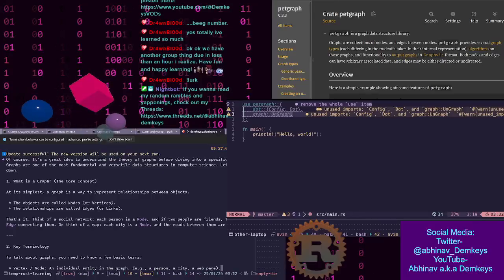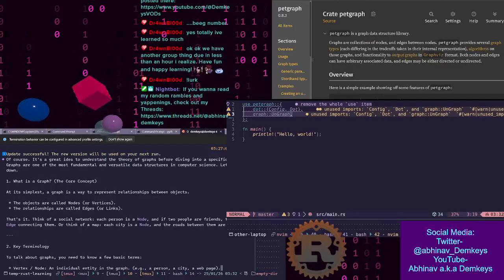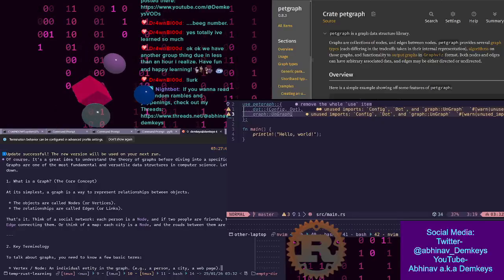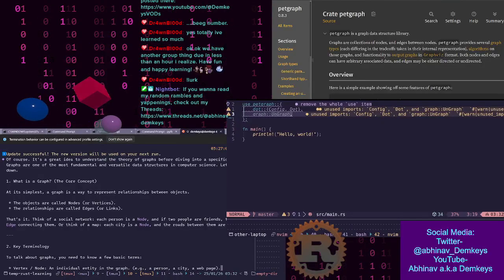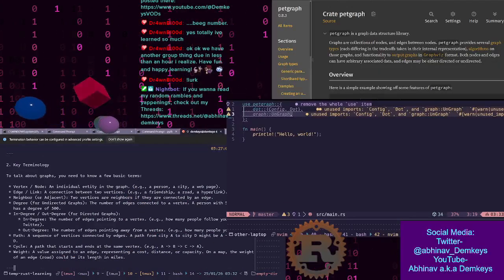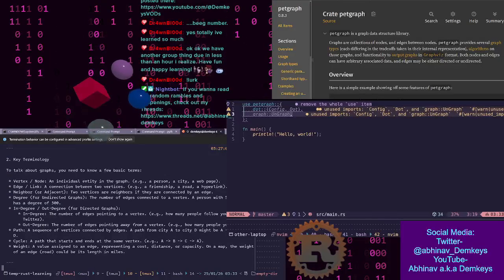Think of a social network. Each person is a node, and if two people are friends, there is an edge connecting them. Or think of a map. Each city is a node, and roads between them are edges. Then, key terminology. To talk about graphs, you need to know a few basic terms. Vertex slash node is an individual entity in the graph. Example, a person, a city, or a web page.